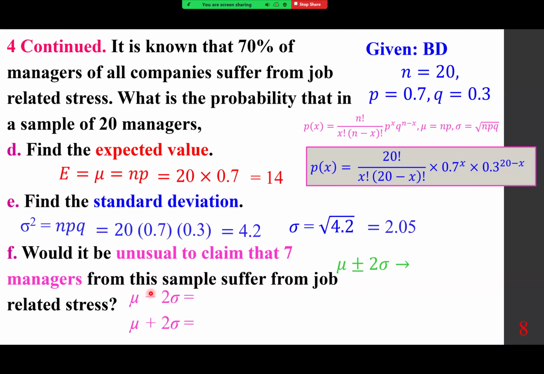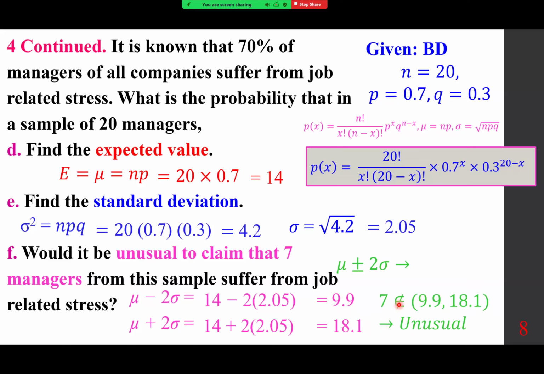Mu minus 2 sigma, mu is 14 minus 2 times 2.05, and then 14 plus 2 times 2.05, and we get 9.9 and 18.1, meaning any number less than this or any number larger than this would be unusual. 7 is outside the norm. 7 is not an element of this. So again, in between is usual. This is in set theory. It says not an element.